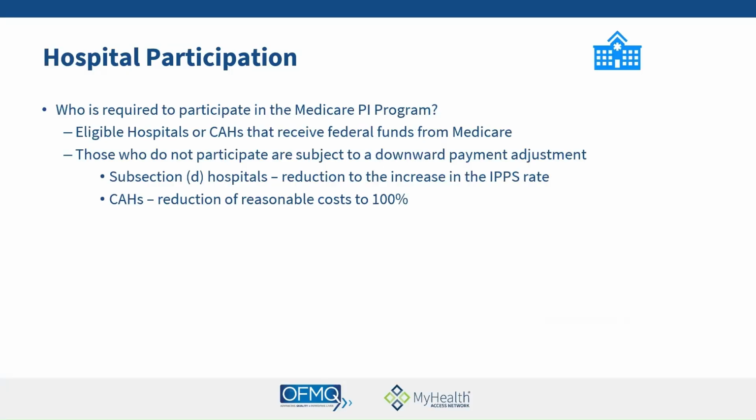So hospitals, promoting interoperability is a single program. For clinicians, you have the promoting interoperability category. That's one piece of the pie. You're also going to have quality reporting, improvement activities, and cost category. So for clinicians, promoting interoperability is one of 4 performance categories. For hospitals, promoting interoperability is its own separate program.